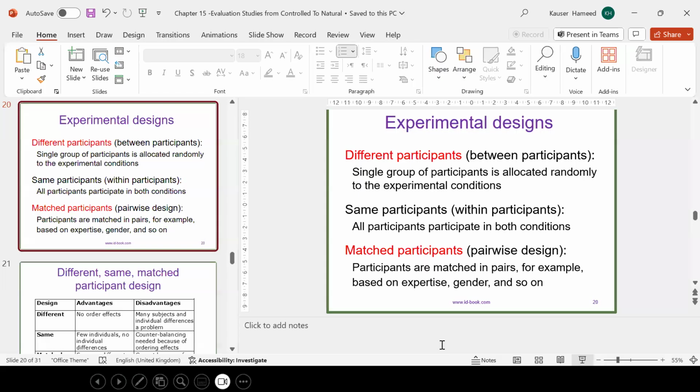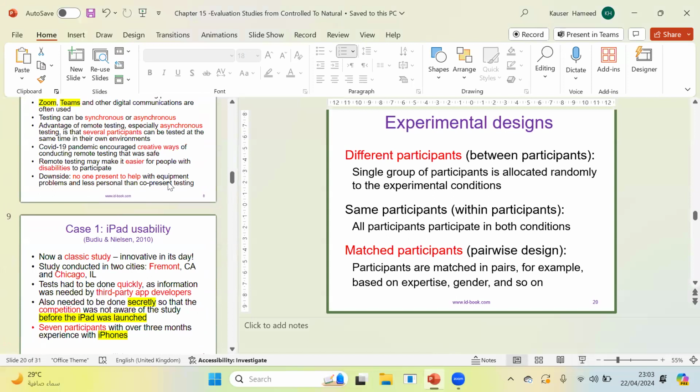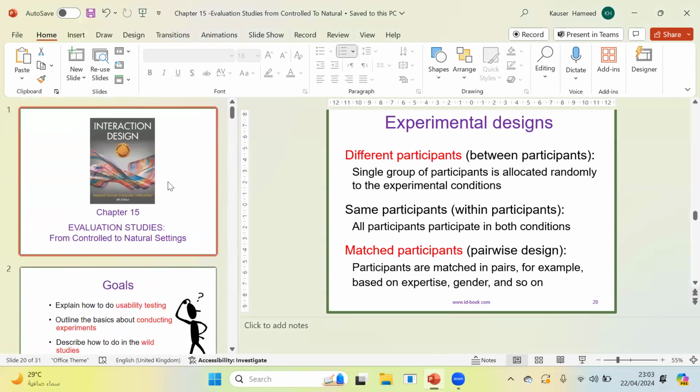This completes the discussion of chapter 15. And your lab 7 and 8 is based on chapters 15 and 16. Thank you for listening.